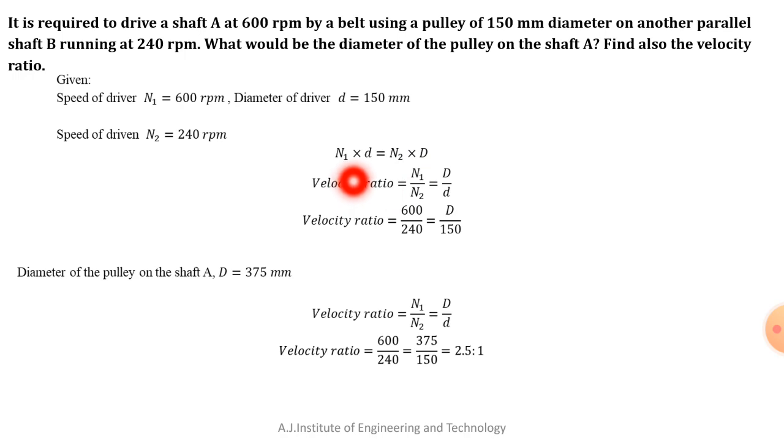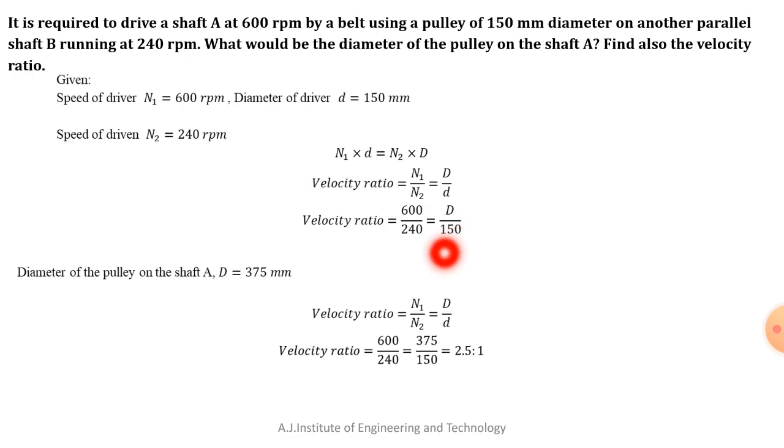So with the help of this, n1, the speed is very high, that we have to use, that is 600, and small letter d, that is the diameter of driver. Always the driver diameter will be a smaller value, so that is 150 mm, and n2 value is also given, that is 240. There will be a speed reduction from 600 rpm to 240 rpm. So we need to find out what is the diameter of the pulley of driven, that is capital letter D, you have to find out.